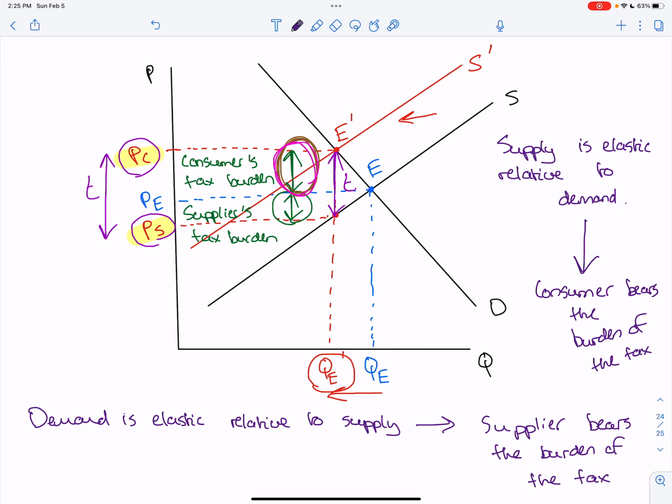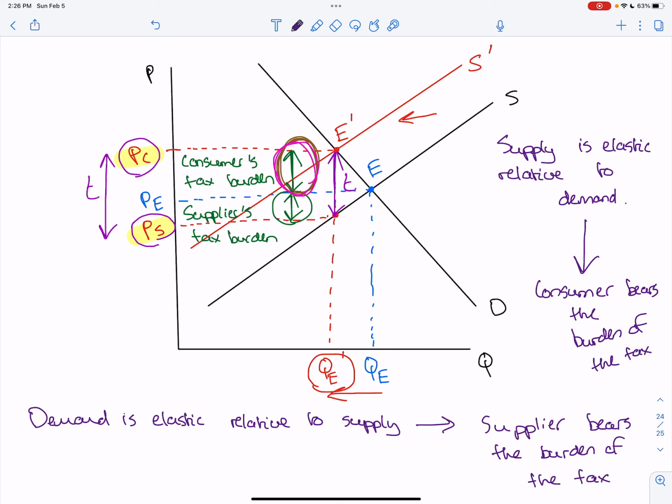If supply is elastic relative to demand, this means that demand is relatively inelastic, which means that demand is relatively insensitive to a change in price. So when the supplier receives the bad news, which is that now he's going to have to pay some tax to the government, he thinks, okay, how can I offload some of that burden? I'm going to raise my prices. I'm going to force the consumer to pay some of that tax.